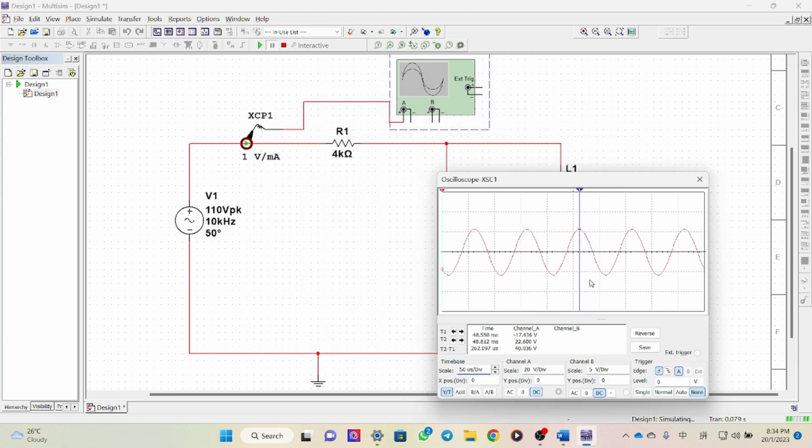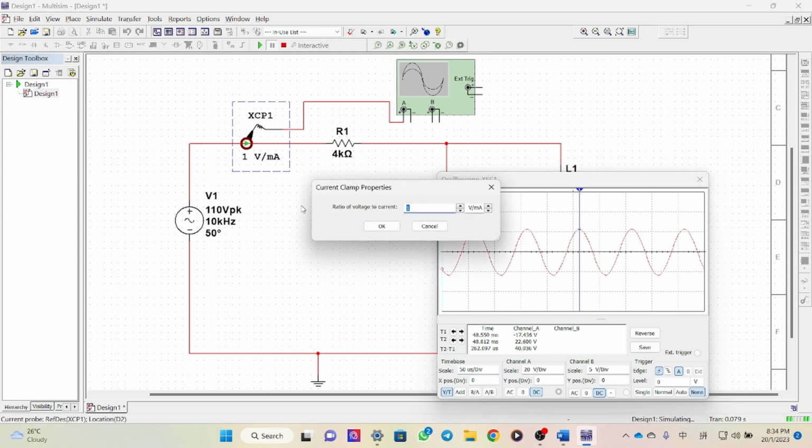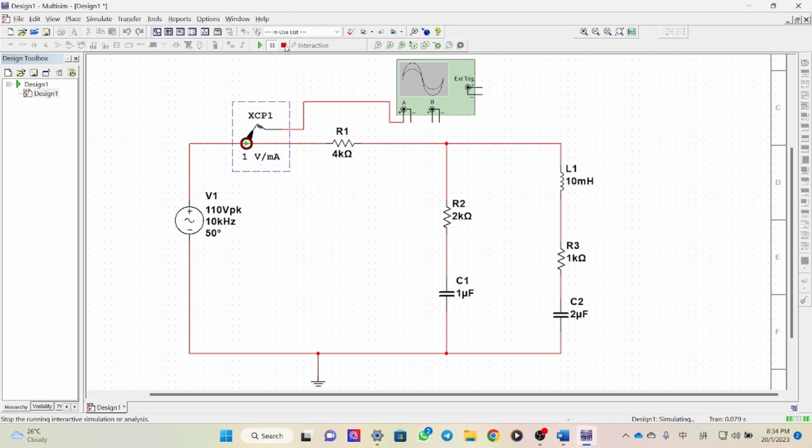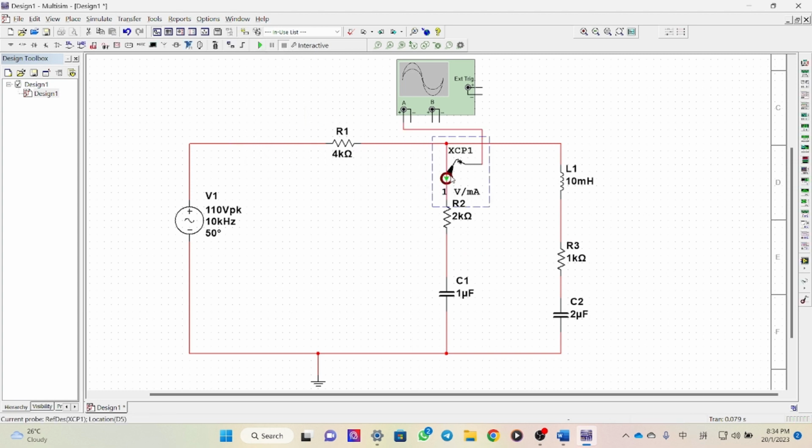So we found that the value stated is 22.6 volts. Based on the current clamp properties, 1 volt is equal to 1 milliampere. So the current in this branch is 22.6 milliamperes. The same step is used to measure the current at this branch and this branch.